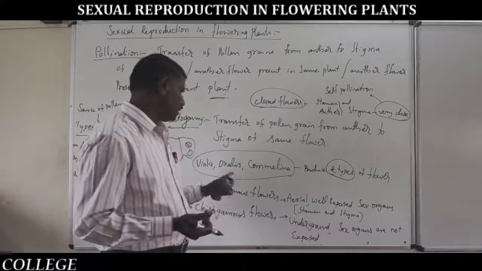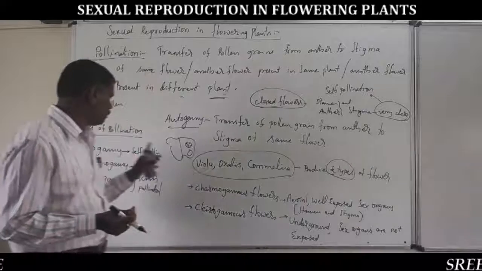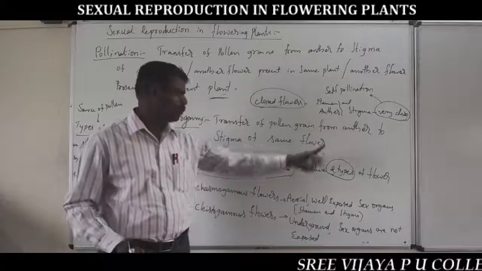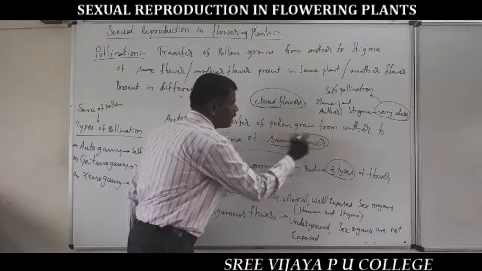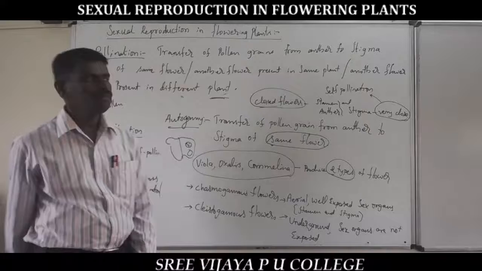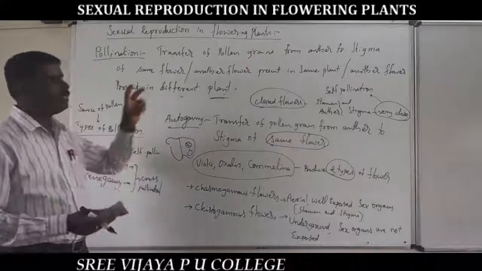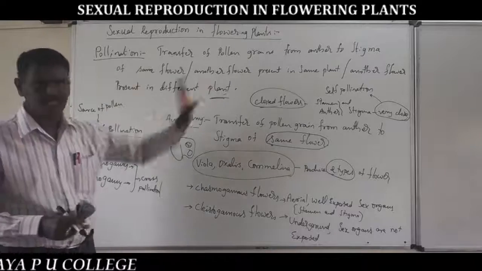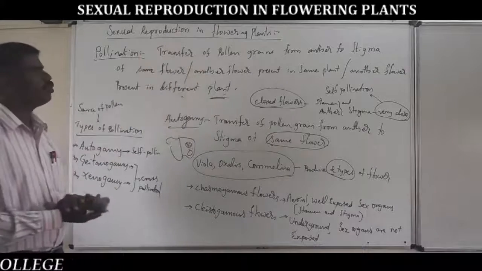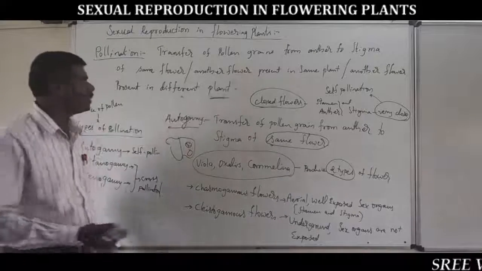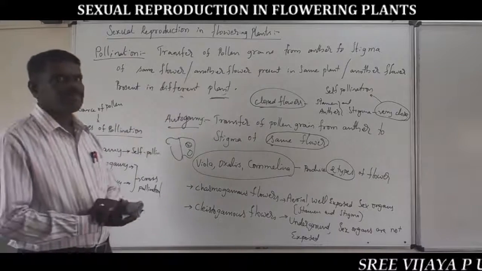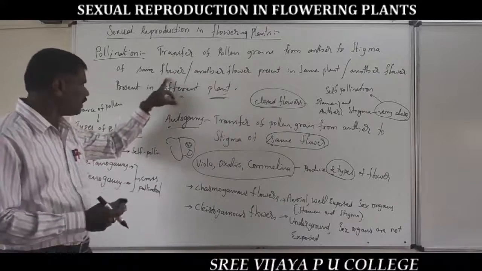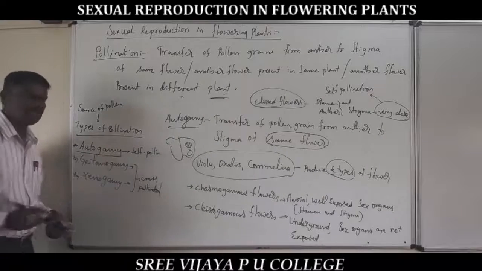At the time of maturation, when the pollen grains are released, the pollen tube emerges. That pollen tube enters the ovary through the stigma sometimes. So autogamy is nothing but transfer of pollen grain from anther to stigma of the same flower. It's very important: the same flower. I have given the definitions of all three types in the same way, so we need not write all of these. This much is enough for pollination: transfer of pollen grain from anther to stigma of a flower. If the transfer is from anther to stigma of the same flower, it is called autogamy.